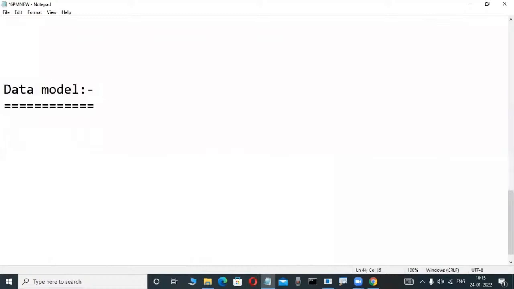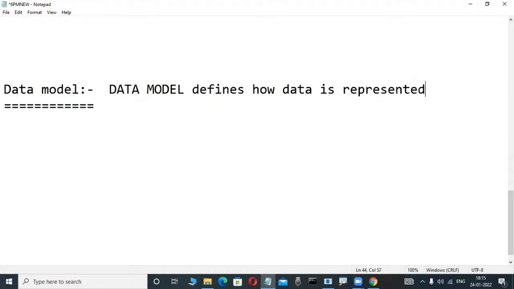Data model represents how data is represented. Data model defines how data is represented at the logical structure of the database. How easy is that definition? Observe here: logical structure of the database.